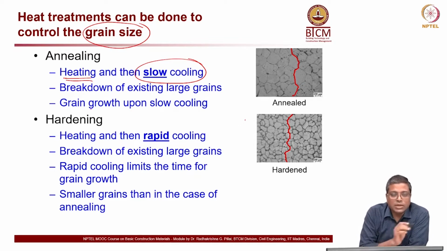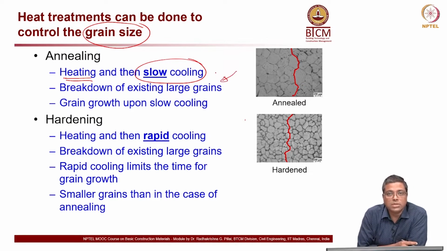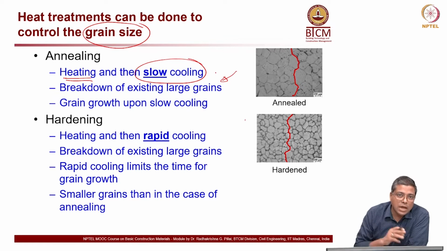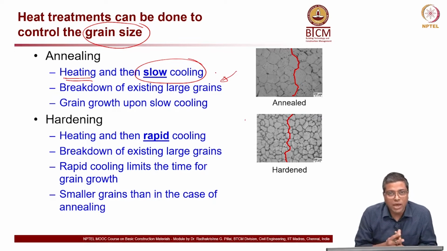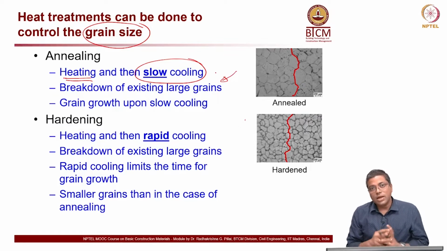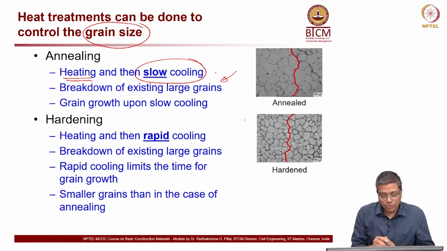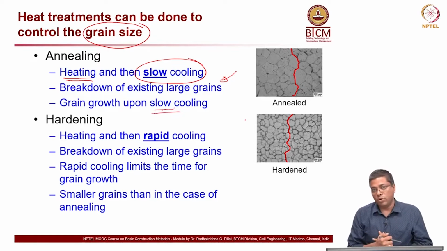Now anyway, let us look at the annealing first. You have heating and then slow cooling. Then what happens in this process is, when you heat the material, the large grains which are present tend to break down, and then as it progresses, it allows a little bit of grain growth, means a new set of grains are formed and which could be larger in size. Okay, that depends on the rate of cooling.